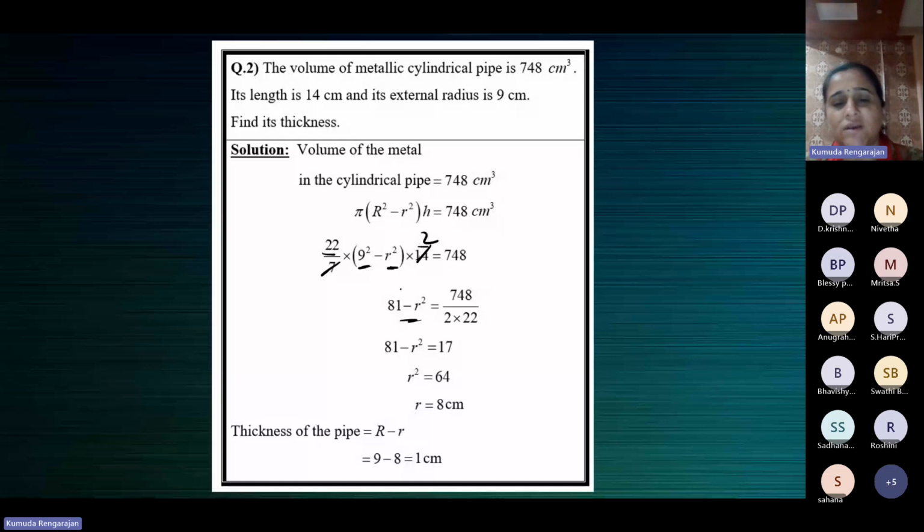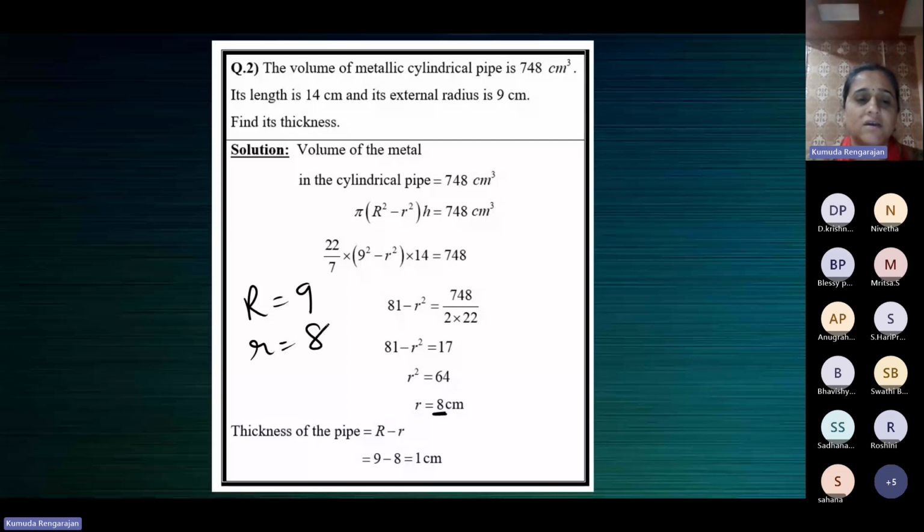Now the 22 and 2 will go for division to the other side. On simplifying, on cancelling, you get 17. So 81 minus r square is equal to 17. On working this, you get r square is 64. r is equal to square root of 64, which is 8. So the inner radius is 8 and the outer radius is 9. That means the thickness is 9 minus 8, which is 1. The thickness of the pipe is 1 centimeter.